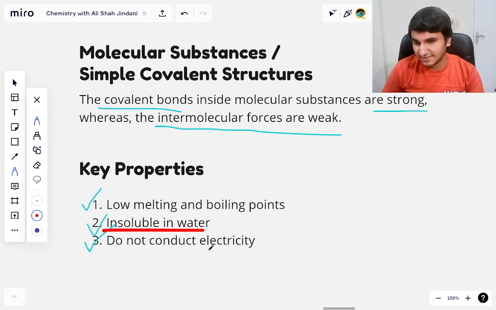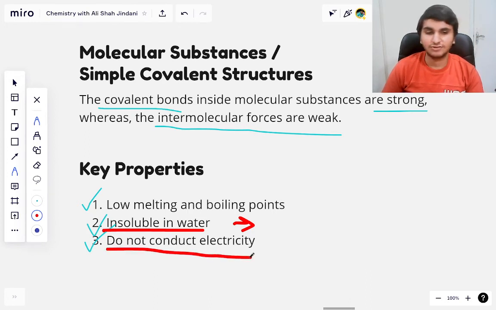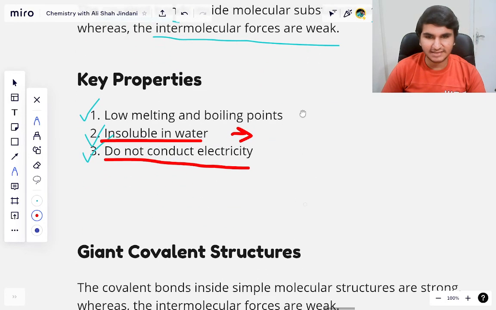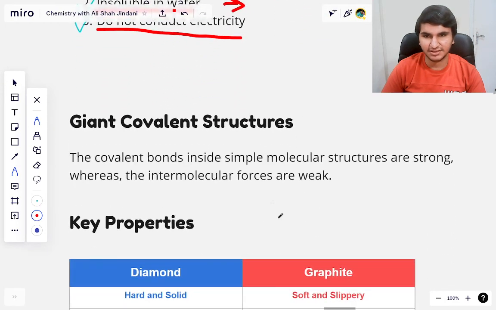They do dissolve in some other solvents, but not in water. An example of another solvent would be tetrachloromethane, in which you can dissolve these, but again you don't have to go too deep into that. And then they do not conduct electricity because they do not have free ions or free electrons that can move around the structure, which is why they cannot conduct electricity. So hopefully that makes it clear for the molecular structures.